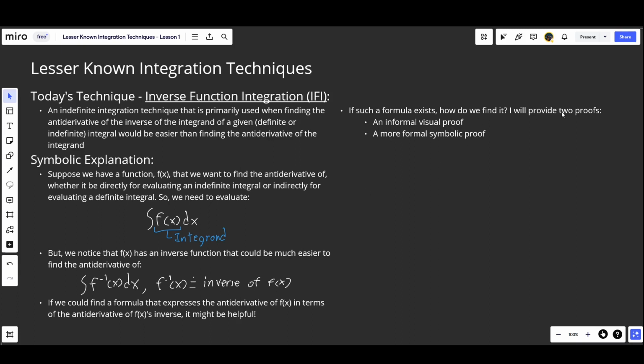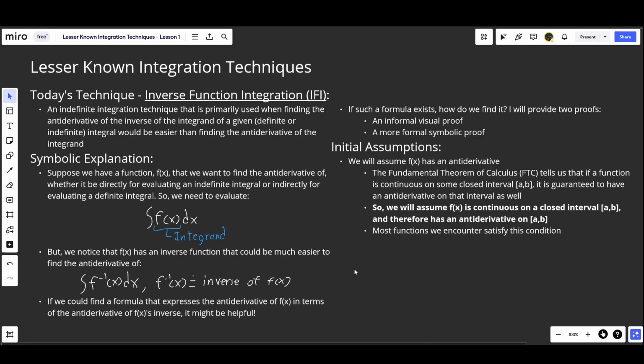I will provide two proofs to find this formula. The first will be an informal visual proof to gain an intuition for the technique, and the second will be a more formal symbolic proof. In order to lead into these proofs, I'm going to lay out some initial assumptions on what kind of function we want f of x to be, based on what we have already stated.